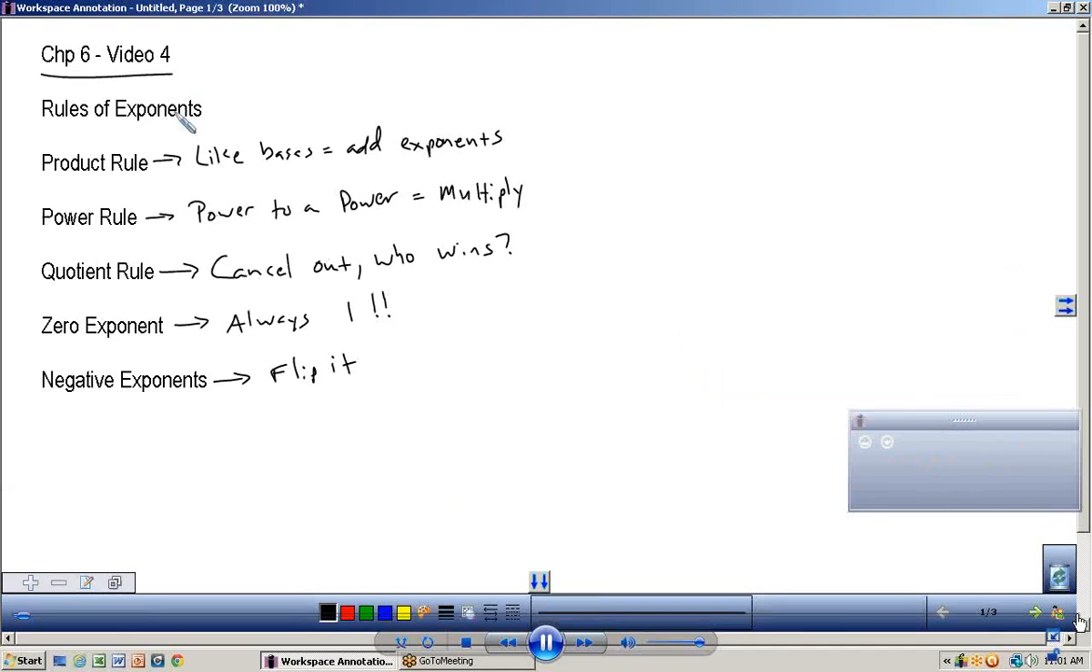Okay, here's video 4. It's rules of exponents. Now I've written down the rules and I'll leave these up here through the whole video until we go to the other page. Here's the 5 rules we're going to work with first. The product rule means like bases equals add exponents.